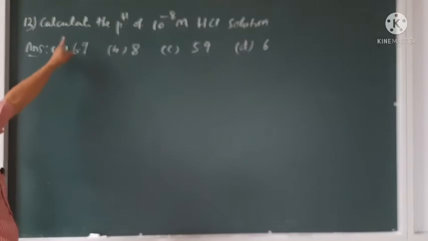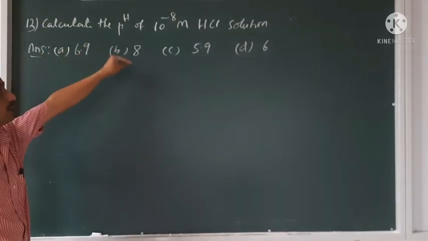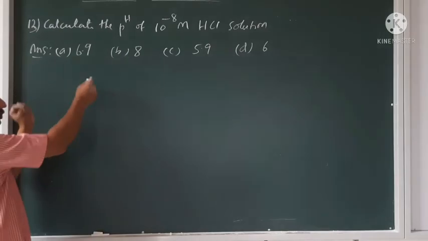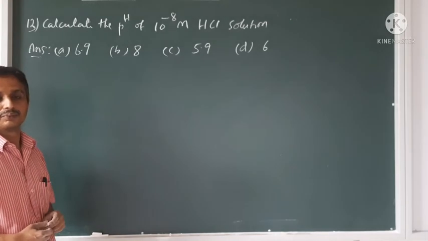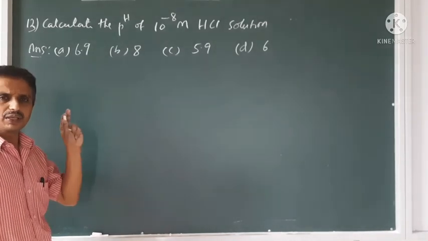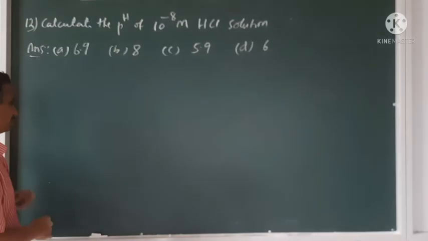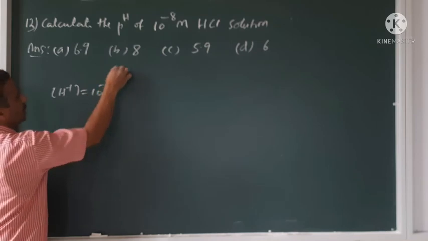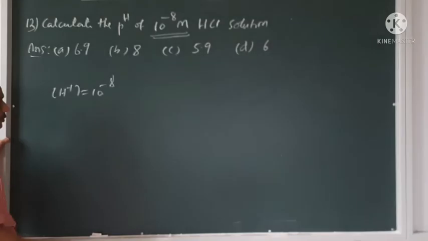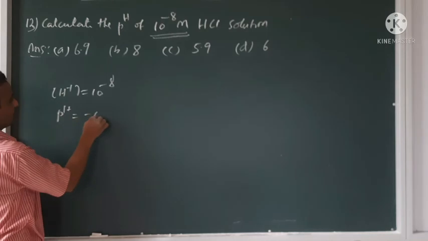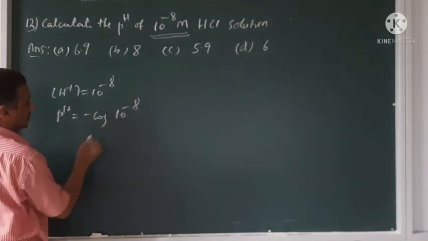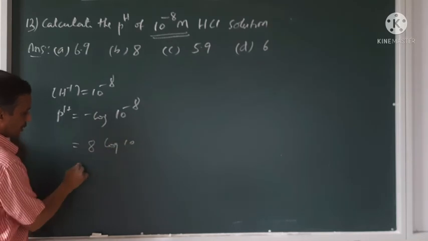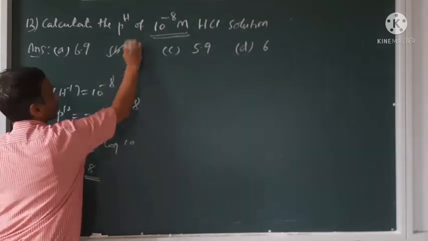Now, next problem. Calculate the pH of 10 to the power minus 8 M HCl solution. He has given the 4 options also. In this, many make mistakes. H plus concentration is equal to 10 to the minus 8, by saying this, pH is equal to negative logarithm of 10 to the minus 8, which is equal to 8 log 10. Log 10 is 1, so 8, and this is the answer.